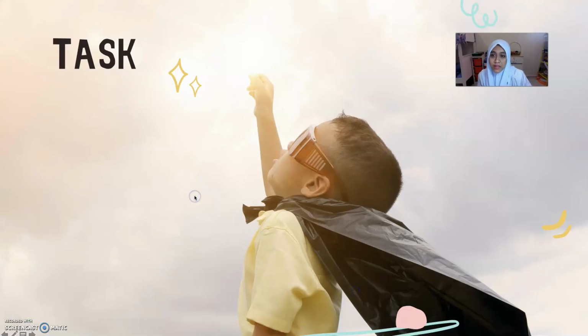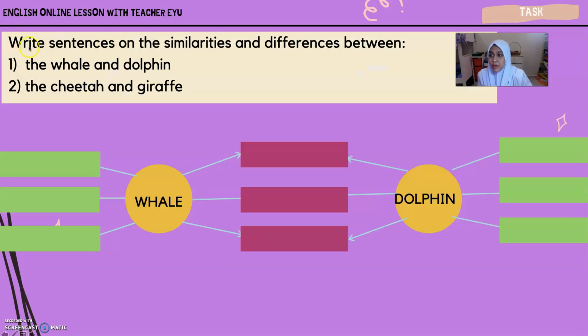Now boys and girls, let's have a look at the task for today's lesson. Write sentences on the similarities and differences between number 1, the whale and dolphin. Number 2, the cheetah and giraffe. You have to write the sentences. Awak kena tulis ayat about the similarities and differences. Firstly, write the similarities and differences between the whale and dolphin. Whale, ikan paus, and dolphin.